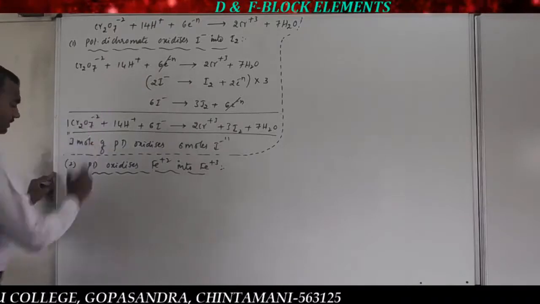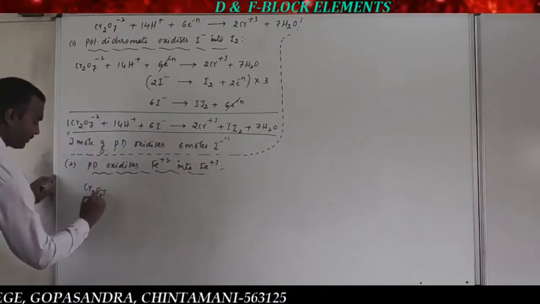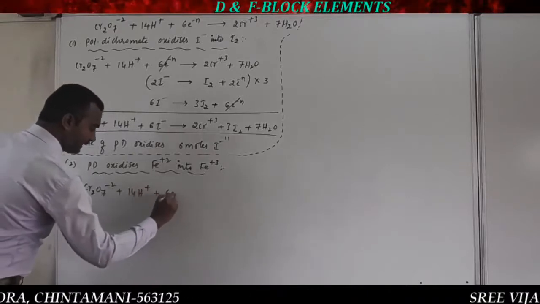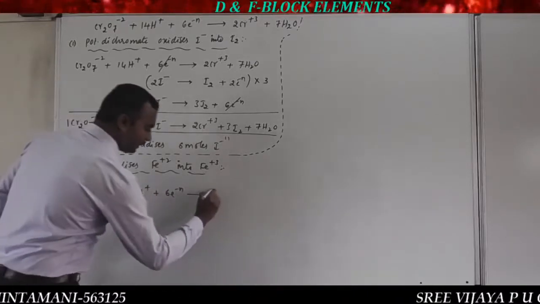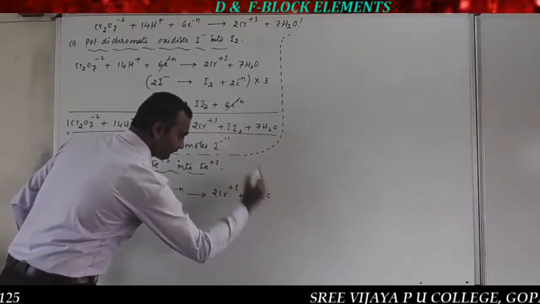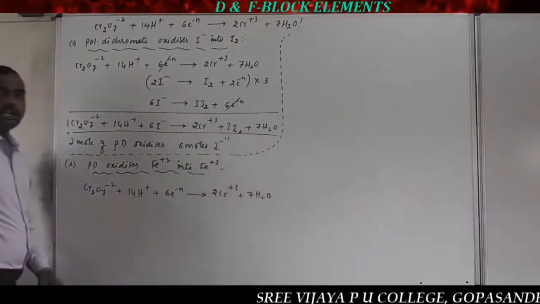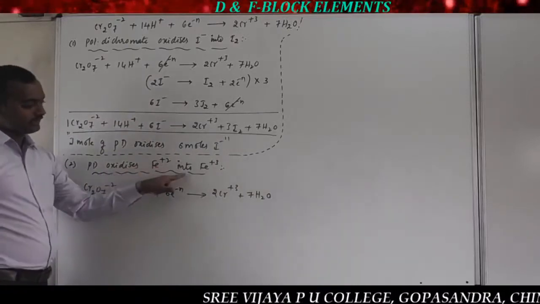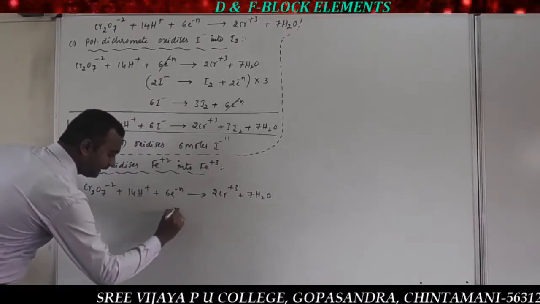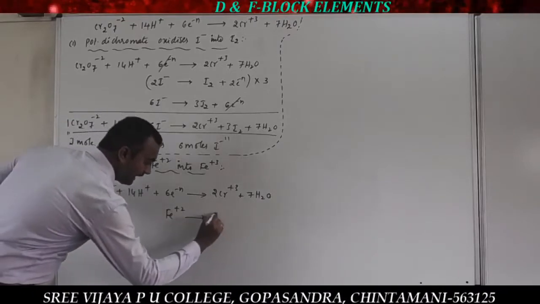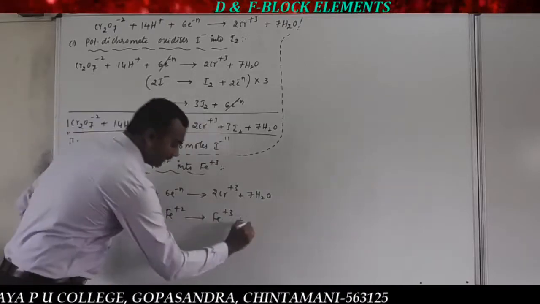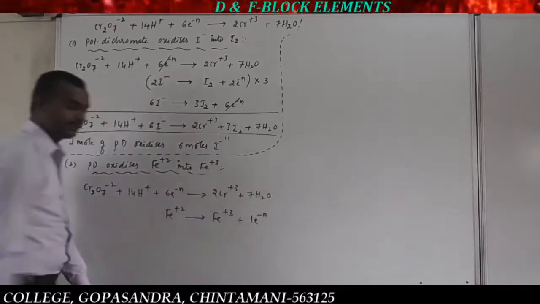So as usual, first one is Cr2O7 2- plus 14H+ plus 6 electrons is converted into 2Cr3+ plus 7H2O. This is common. So which one is getting oxidized? Ferrous is oxidized into ferric. So it gives up electrons: Fe+2 is oxidized into Fe+3. How many electrons are lost? 1 electron is lost.